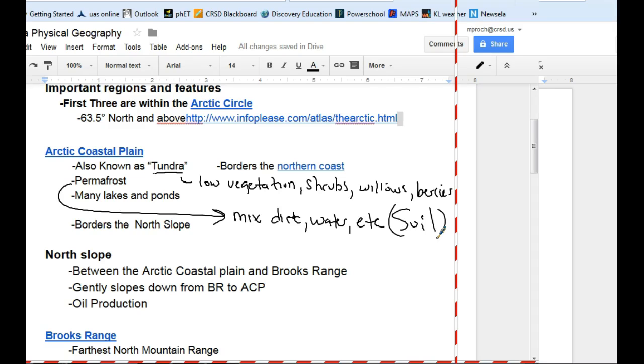Okay, and this also borders the northern coast of Alaska. So if we were going to look at that, we'll take just a second to do that.